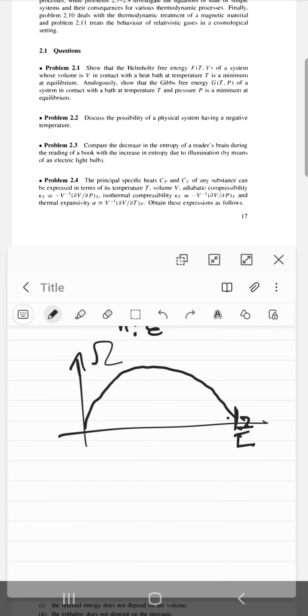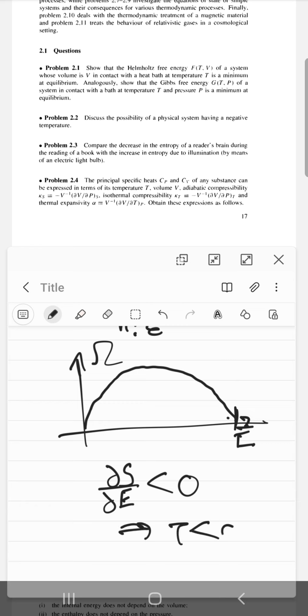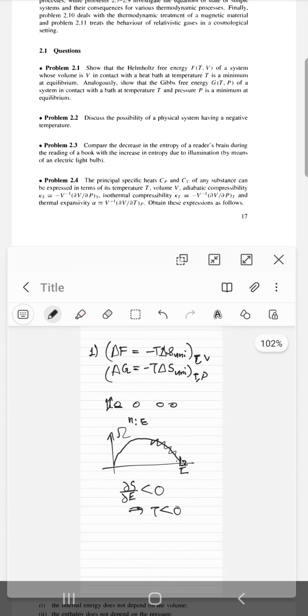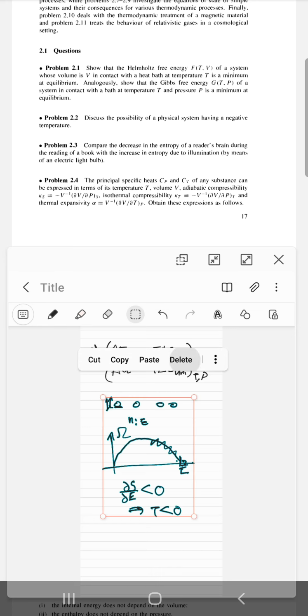And so what that means is that partial S upon partial E is potentially negative. And that actually gives us that temperature is negative, right? So in this region particularly, this is really messed up, and at that point thermodynamics breaks down. But yes, there is certainly a possibility of negative temperature in physical systems, because things like lasers and other systems with capped energies show this behavior. Anyway, next.